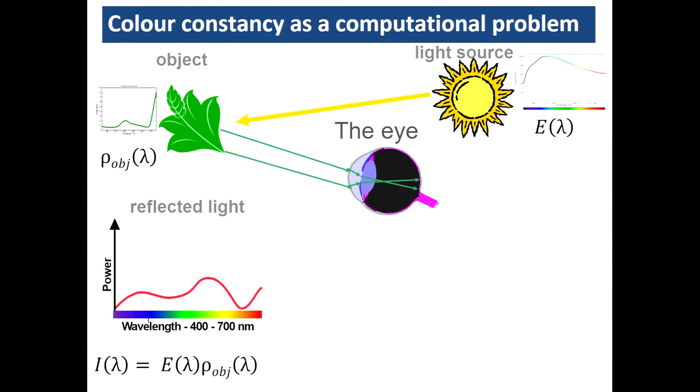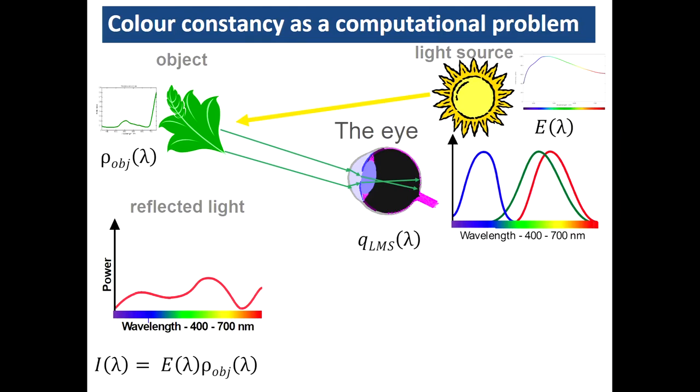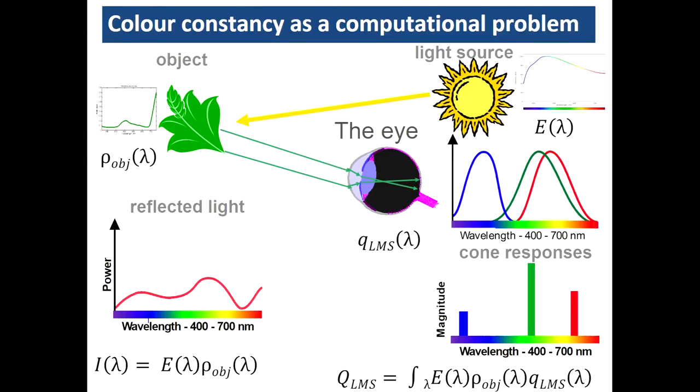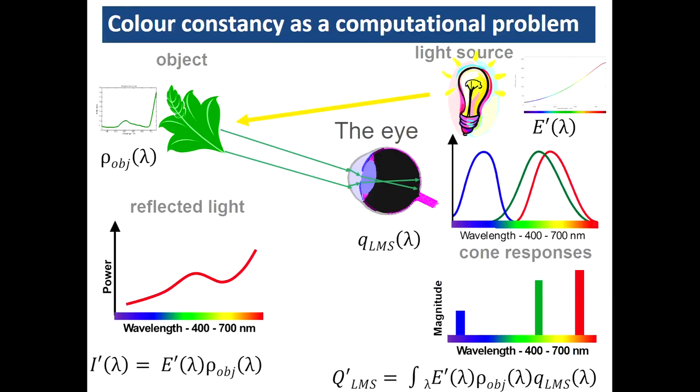So the reflected light power follows this particular shape under this light source spectrum. The eye captures the light reflected from the object in 3 bands corresponding to the sensitivities of the 3 receptor types in the back of the eye, which we'll come back to in a moment, and records those responses as a triplet of 3 numbers. When the light shining on the object changes, the reflected light from the object will also change, even though its surface reflectance has not changed. So the cone responses, the receptor responses in the eye, change.